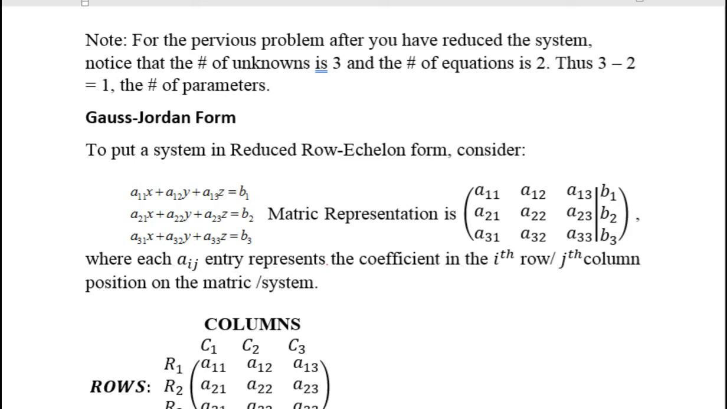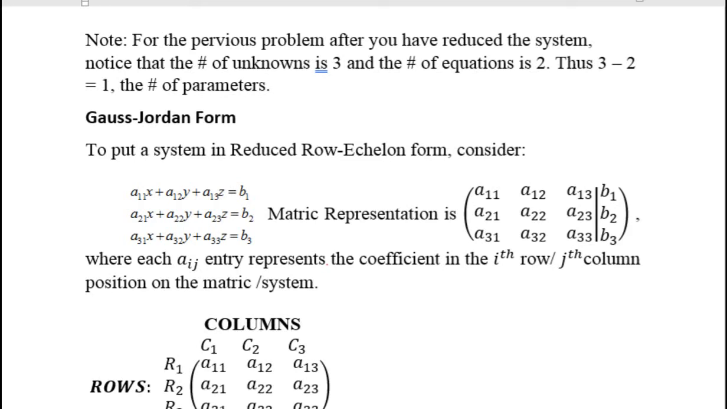To put a system in reduced row echelon form, reduced row echelon form is the same terminology as Gauss-Jordan. Gauss-Jordan means reduced row echelon form. Gaussian elimination is the same as row echelon form. Row echelon form is basically where you have terms along the main diagonal and zeros below it, and then you use back substitution to finish solving the system.